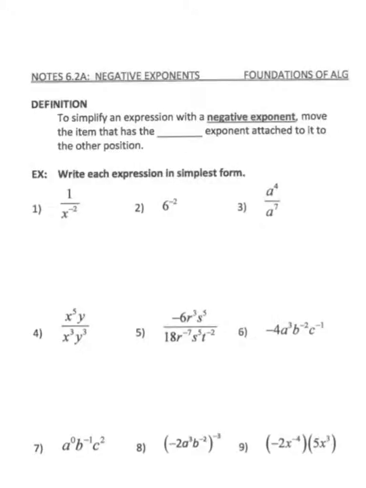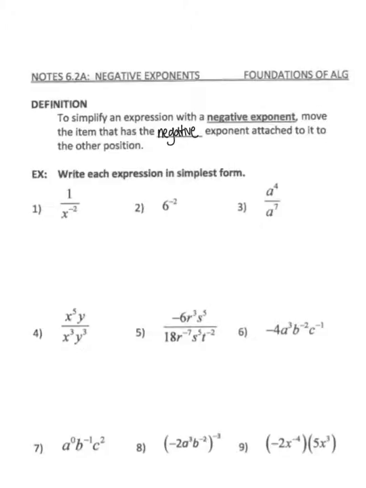Okay, 6.2a, we're going to be talking about negative exponents. For a negative exponent, to simplify, we need to move the item that has the negative exponent to the opposite position. By opposite or other position, I mean if the exponent is on the bottom of our fraction, we're going to move it to the top.